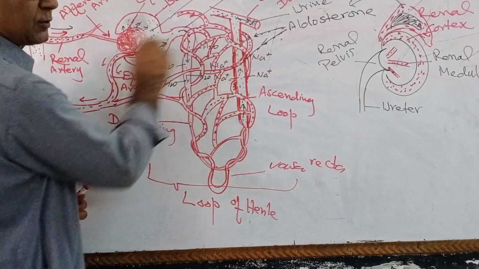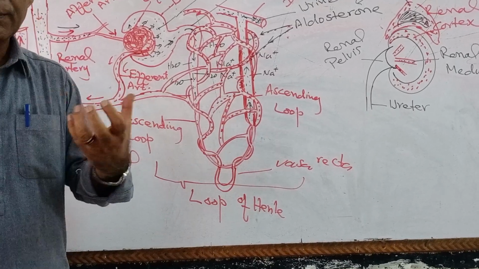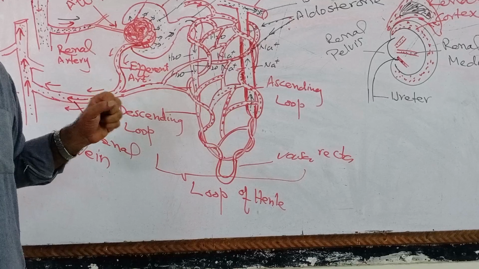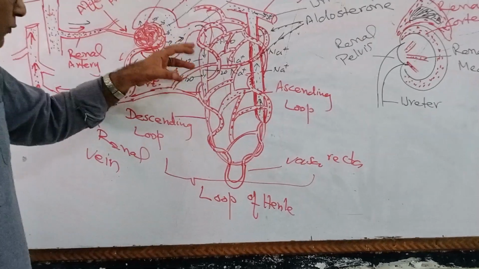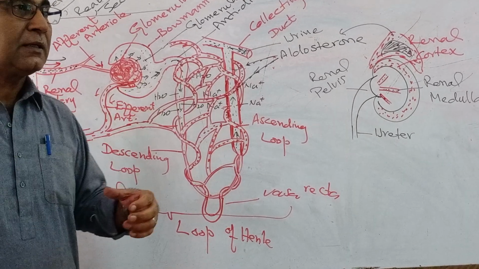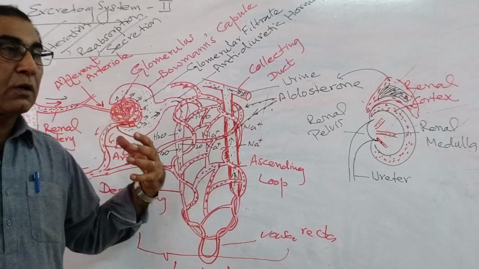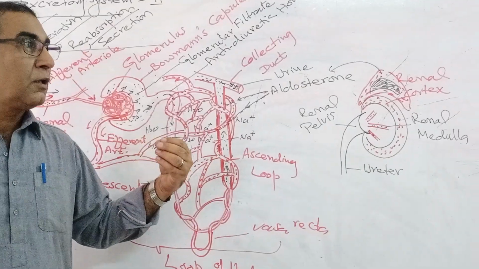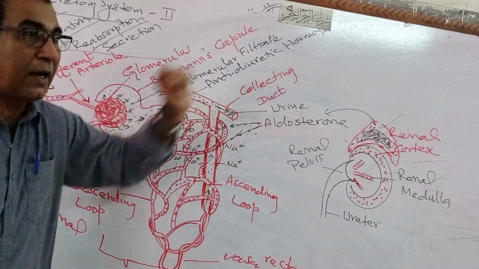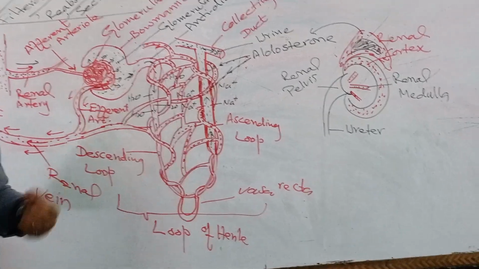Here the reabsorption takes place. As the water is going, water is very precious. Water should be taken back, so water is taken back from here. How is it taken? It is controlled by a hormone that comes from the posterior lobe of your pituitary gland, and that is anti-diuretic hormone, which controls the reabsorption of water.